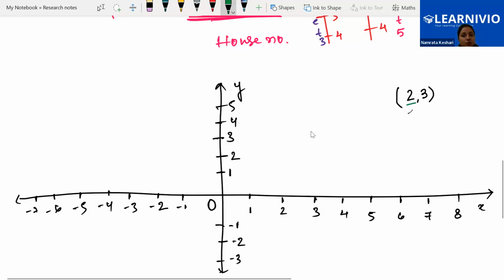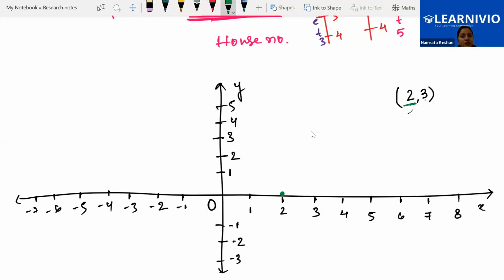X is 2. X is 2. Where is x? On the x-axis we have 2 here. Can you see? Here we have x as 2. Can you see the green dot? Everyone? Yes. Yes, ma'am. Okay.